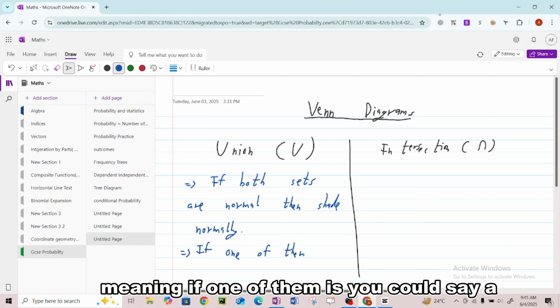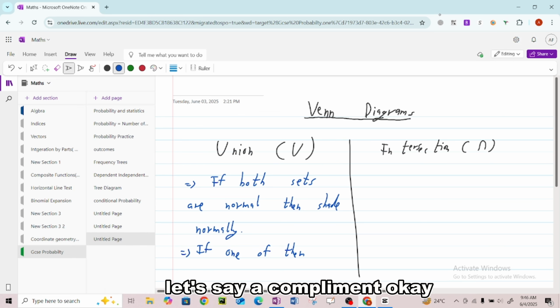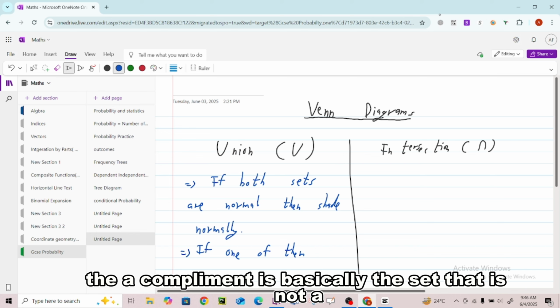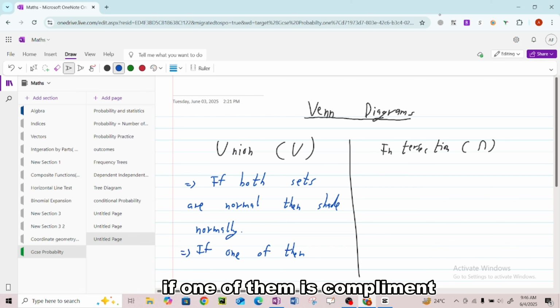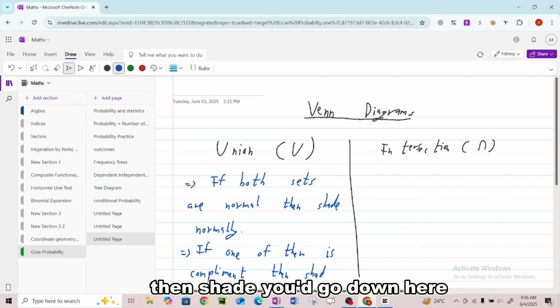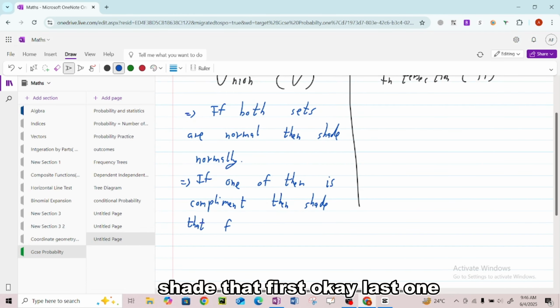Then, if one of them is complement, meaning you have the set A and you have set not A, let's say A complement. The A complement is basically the set that is not A, so everything that's not in set A. If one of them is complement, then shade that first.